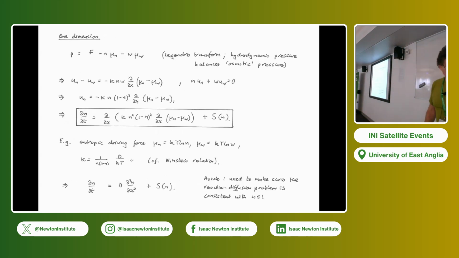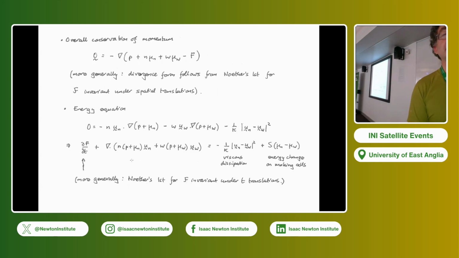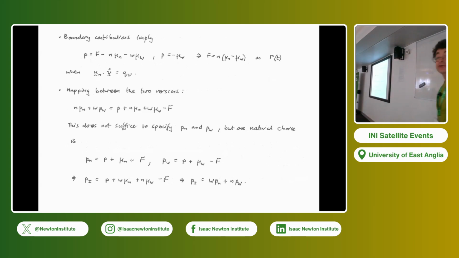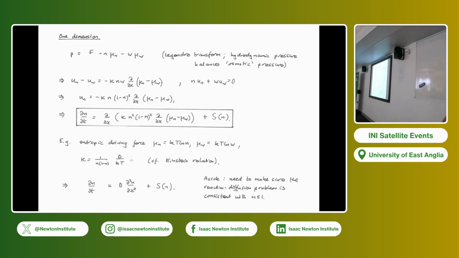Okay, so again, I now do one dimension. So from a couple of slides back, the top equation there, you get the pressure in terms of the Legendre transform of F, which you'd hope for from thermodynamics. So in other contexts, you'd view that as a balance between hydrodynamic pressure and osmotic pressure. So that tells you the pressure in terms of the things you actually want to solve for, and then you just plug it back into the other stuff, some of which we've seen before.